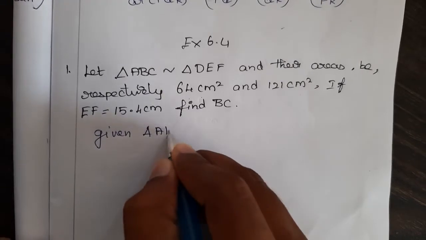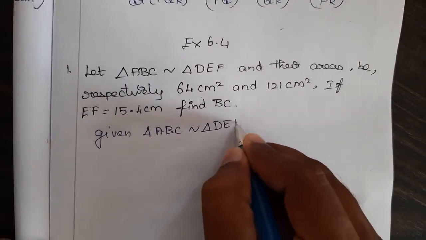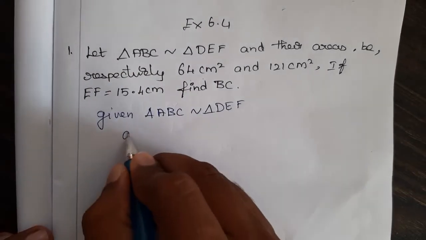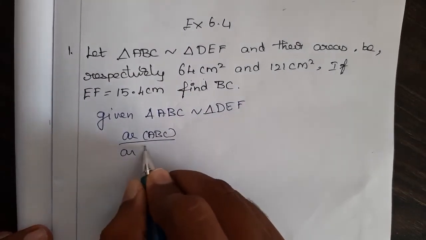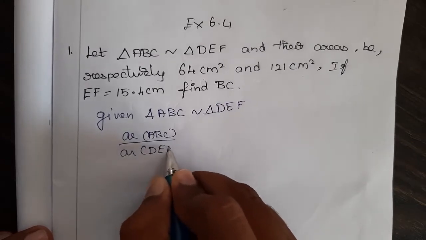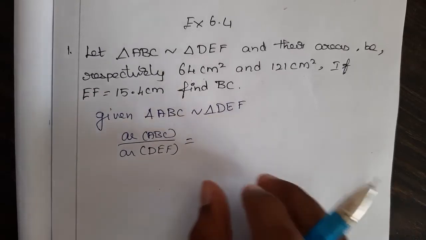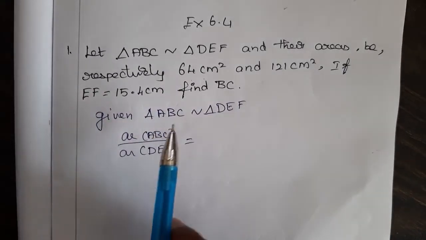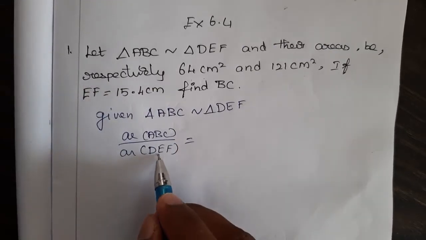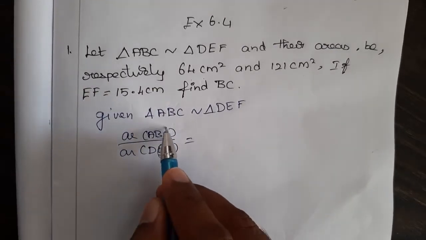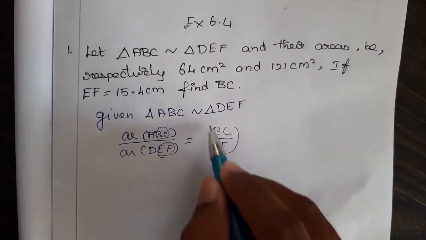Given triangle ABC is similar to triangle DEF. So area of ABC by area of DEF is equal to the ratio of corresponding sides squared; we could get three corresponding side ratios, right? But it is enough to use the data that we have. It is given EF, and we need BC. So BC by EF the whole square.